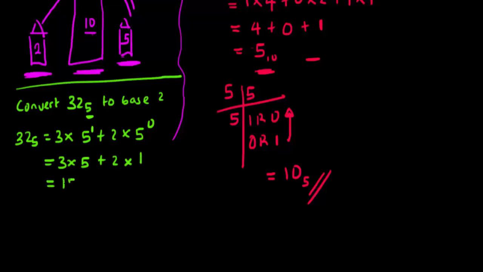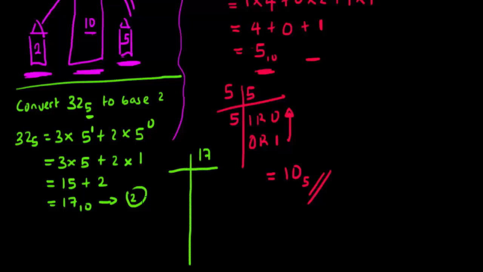3 times 5 raised to power 1 is 5, plus 2 times anything raised to power 0 is 1. 3 times 5 is 15. 2 times 1 is 2. So we have 17 in base 10. But remember, we're told to convert to base 2. So we are going from the natural base to another base, which is a demotion. So we divide. We are converting to base 2, so we divide by 2.